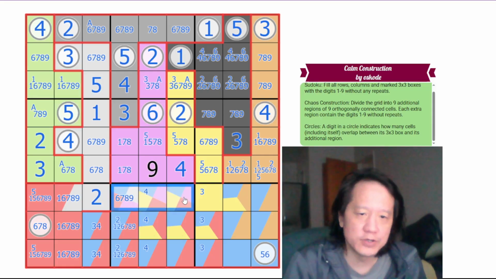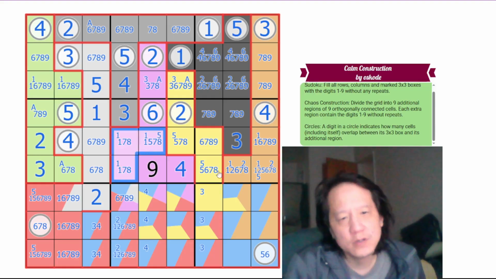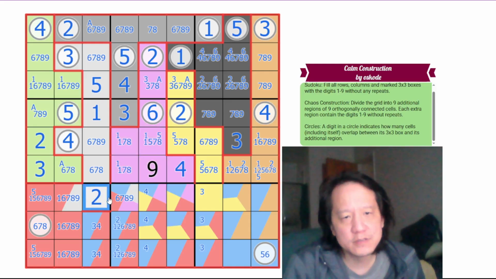Pink, we don't know what it has to include. It's guaranteed to have a 1 here. But we could be missing 3, 5, 7, or 8. So we don't know which one's missing there. Light is missing 6, 7, 8, or 9.